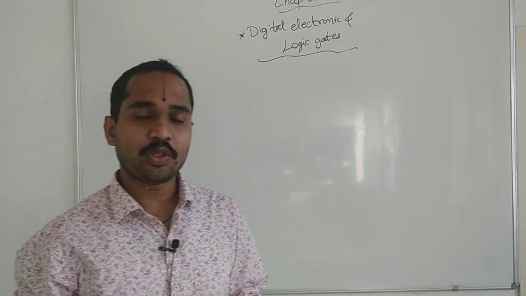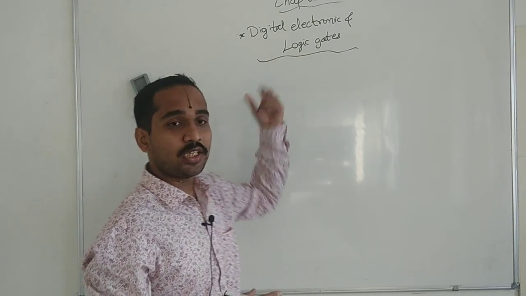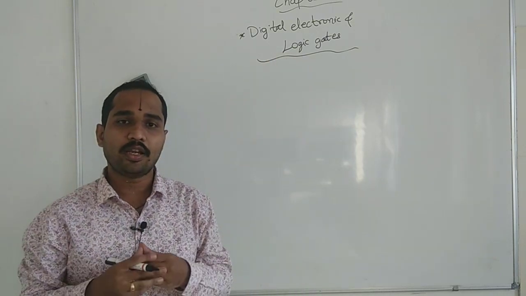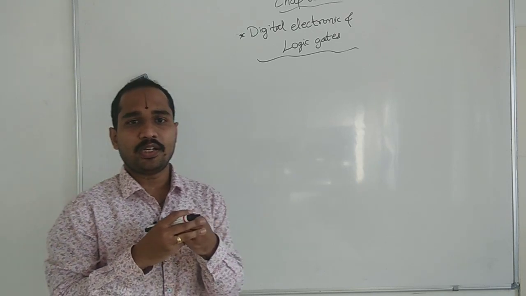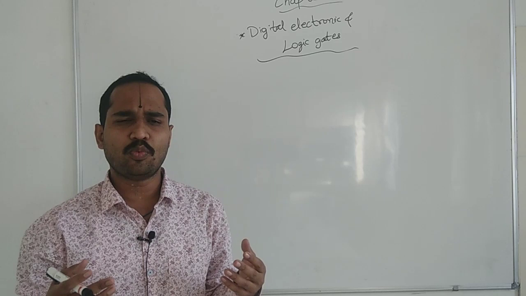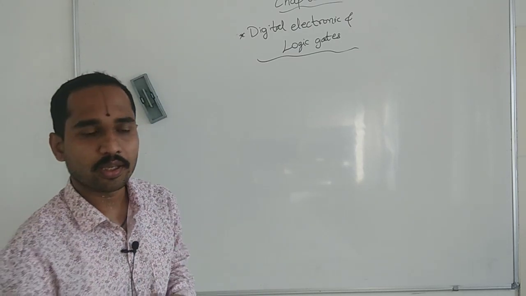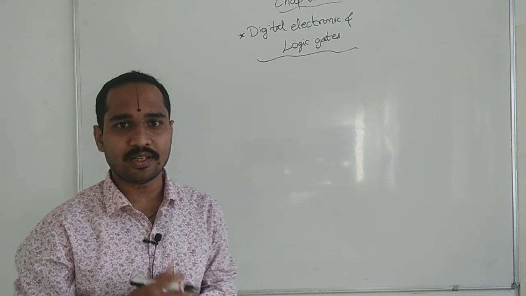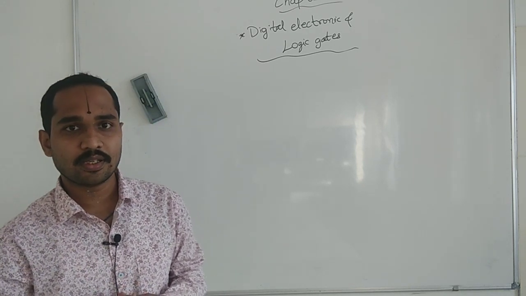Now we come to the last part of this chapter, that is digital electronics and logic gates. Okay, now you have heard this word digital everywhere. You see everything is being digitalized. What do you mean by digital? What is that meaning? It should be something related to the signal, isn't it? Digital signals we say. What do you mean by digital signals?